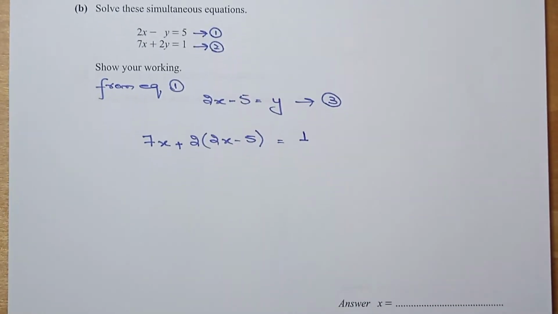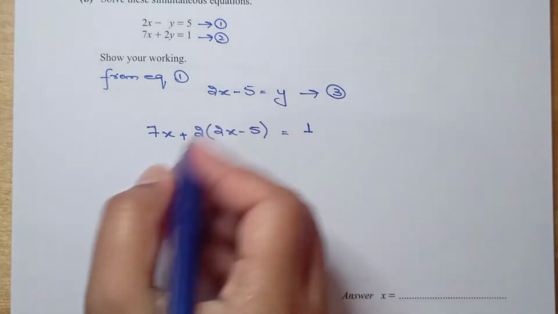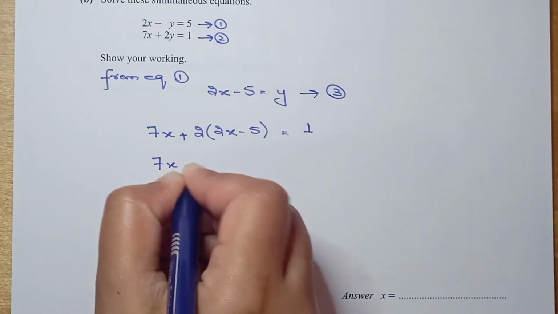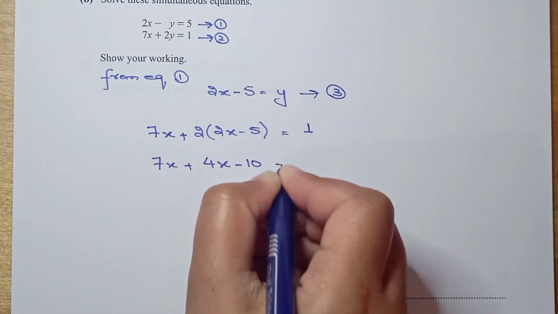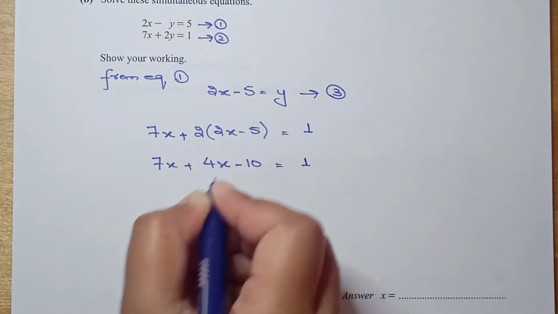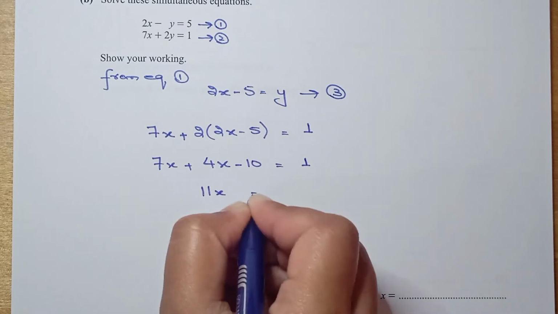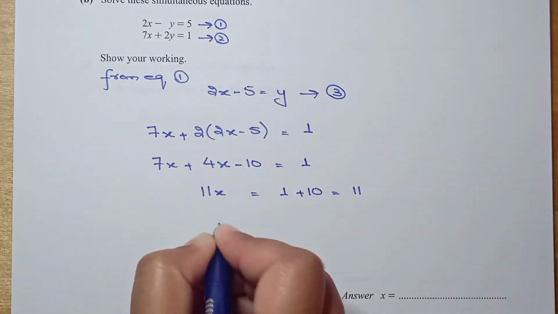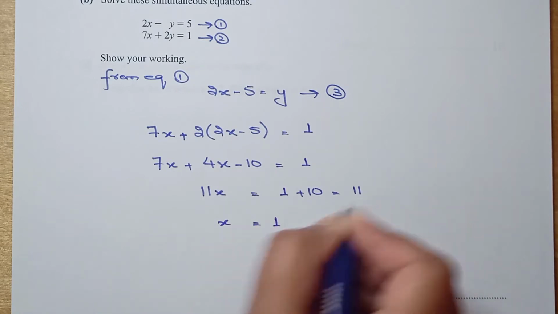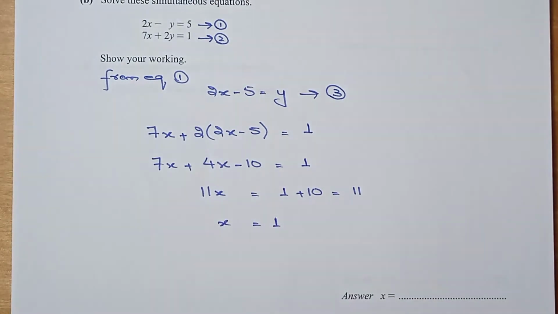Let me solve for x now. So we have 7x plus 2 times 2x is 4x, minus 2 times 5 is 10, equals 1. So 7 plus 4 is 11x. This would be equal to 1 plus 10, which is equal to 11. So x is equal to 1, since 11 over 11 is just 1. So we got the value for x.